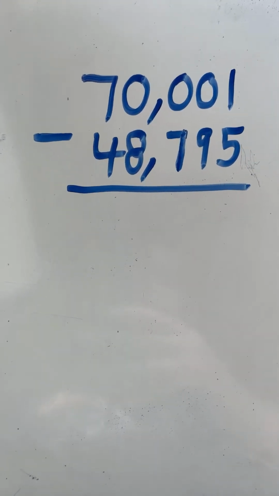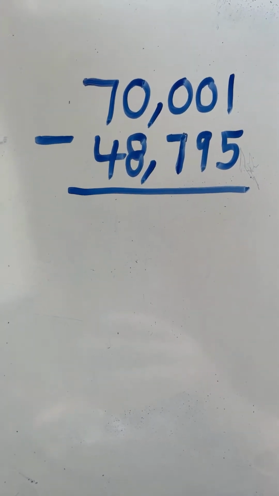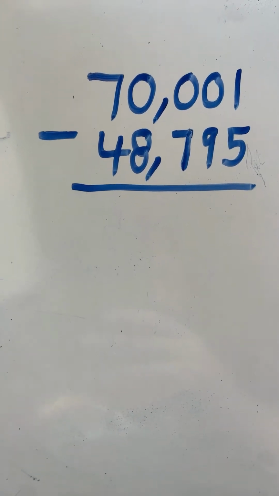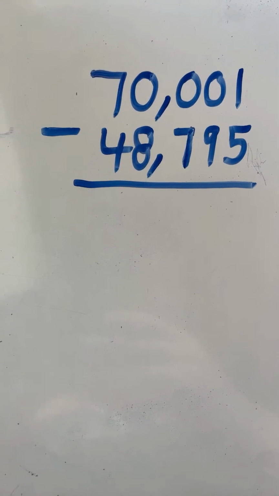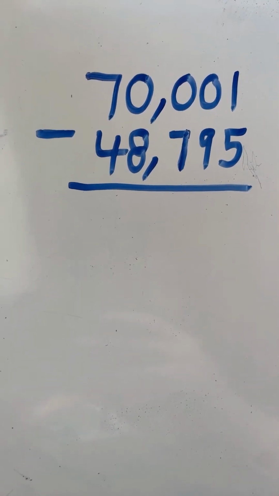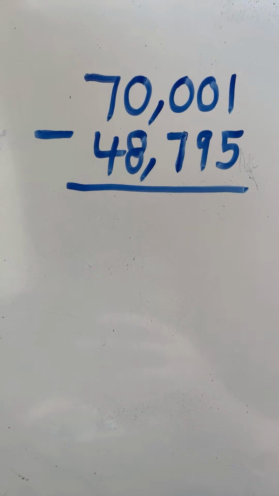So this video is going to be a review of multi-digit subtraction with regrouping. 70,001 minus 48,795 is our first example problem, and we're going to go through step by step how to solve that problem.